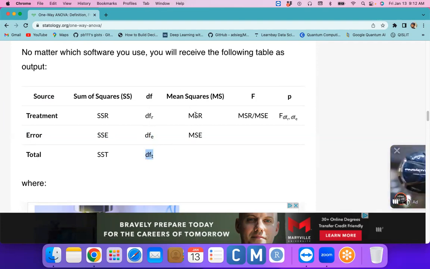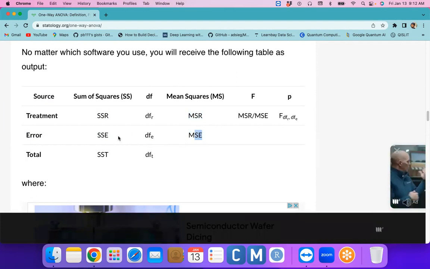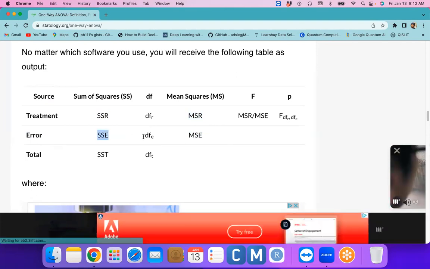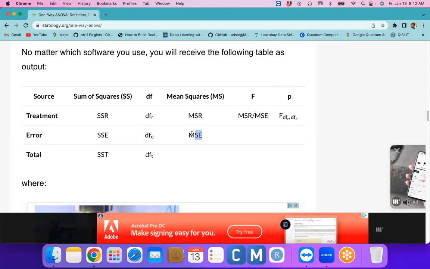Okay. So mean square, in the sense SSR by DFR, is the mean square regression, and then the mean square error. So mean square error, in the sense SSE by DFE. This is the value we will be getting, the MSE.